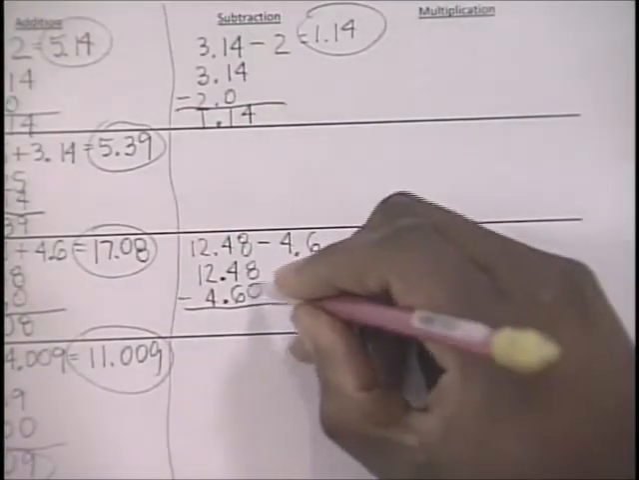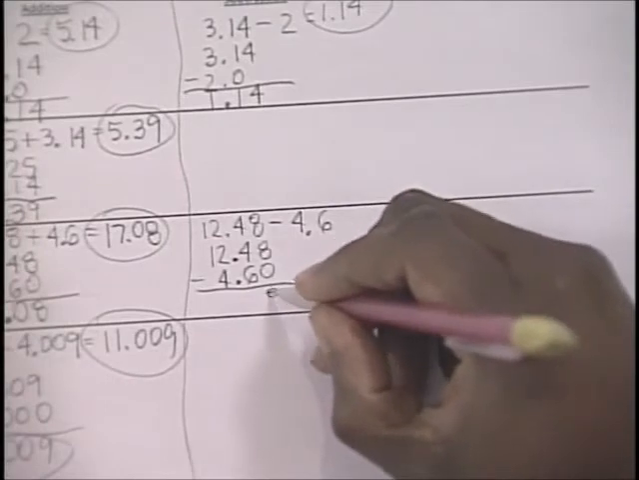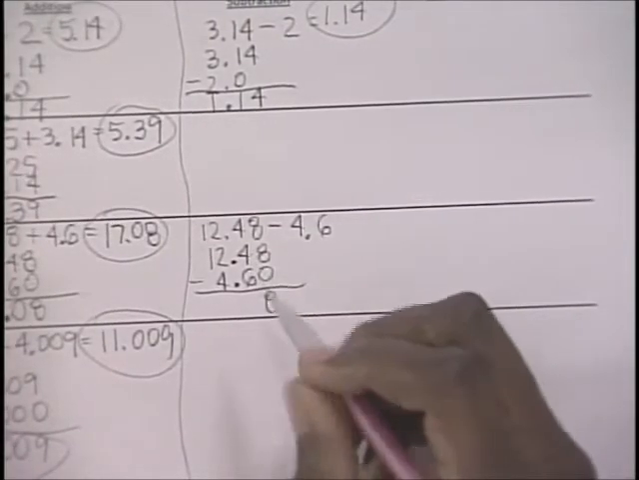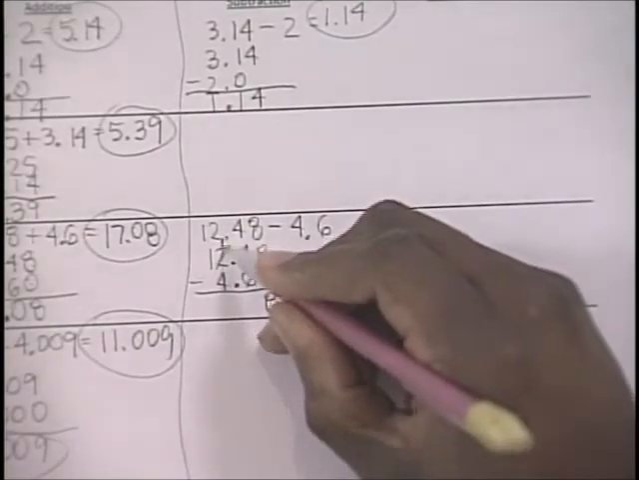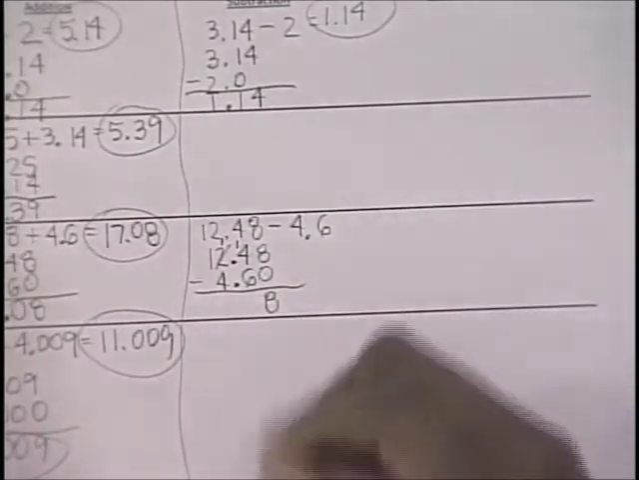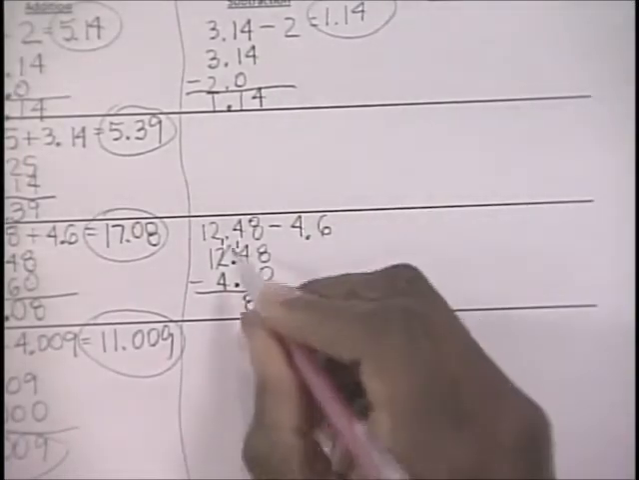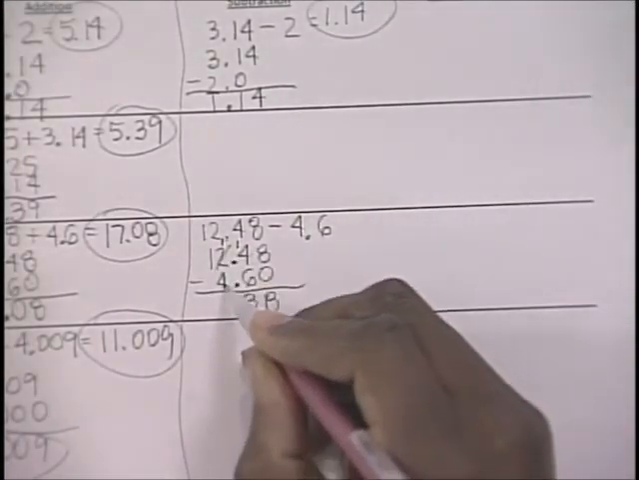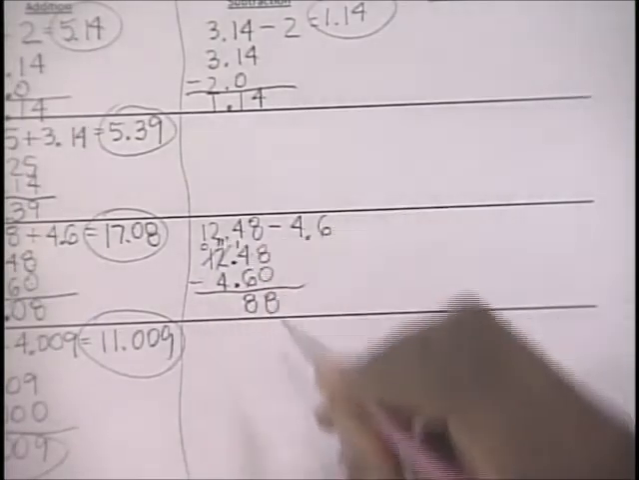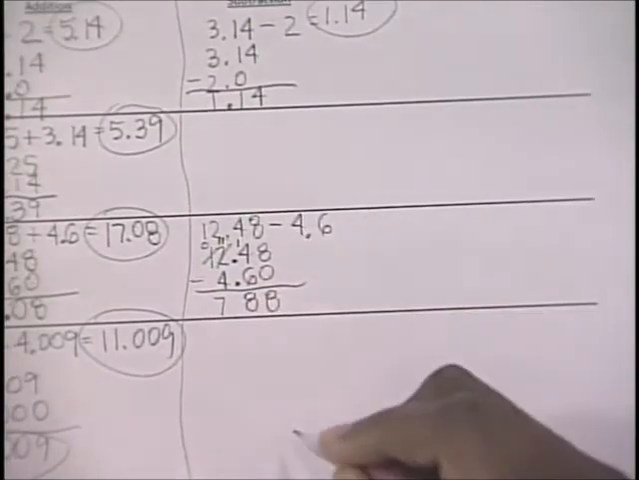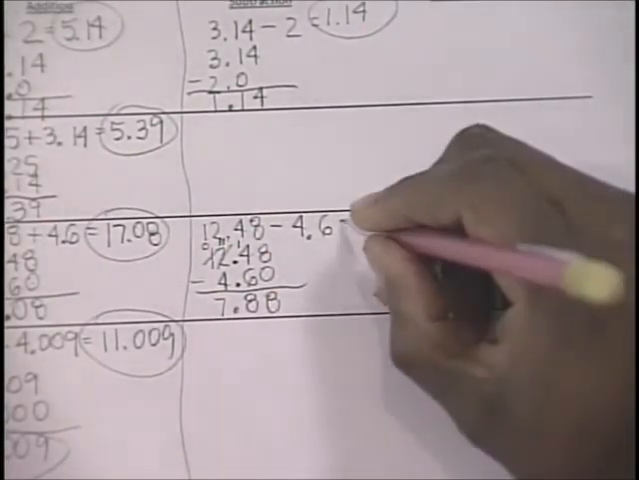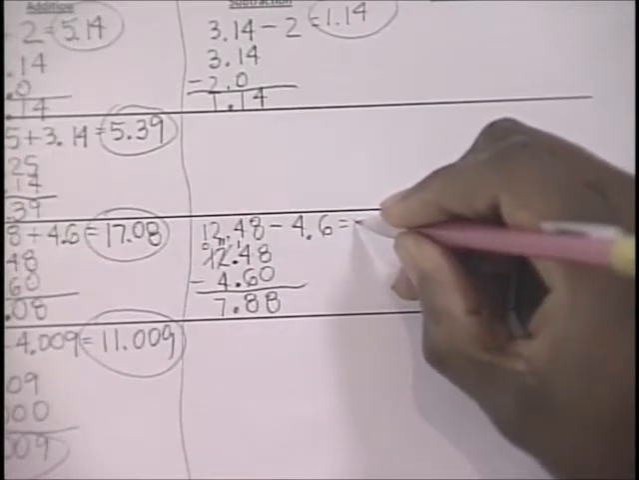Let's subtract 4.60. So we subtract 8 minus 0 is 8. You can't subtract 4 minus 6. You can't do that. So let's borrow from this 2. Let's make it a 1. Let's bring that 1 over. You get 14 minus 6 is 8. You can't subtract 1 minus 4. Let's borrow from this 1. Let's make that a 0. We'll bring that 1 over, and you get 7. Bring the decimal point down. 7.88 is our final answer.